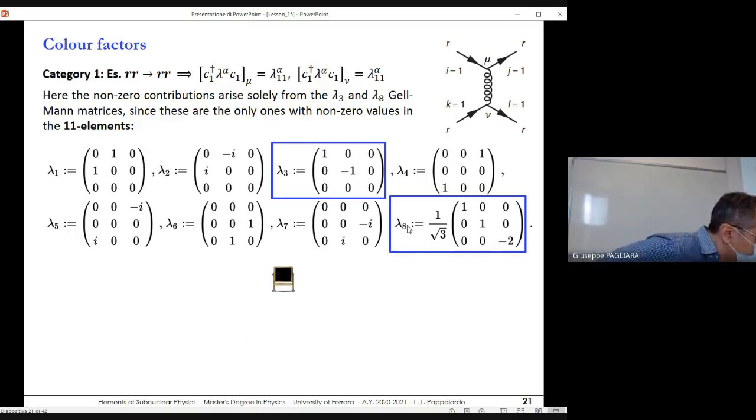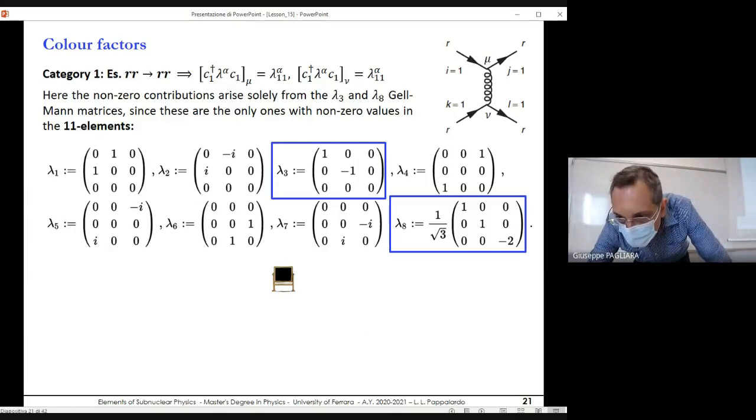So let's see how. Now I have to switch here. Okay, I'm going to the blackboard. So let me first write down the lambda 3 and lambda 8. So lambda 3 is 1, 0, 0, 0, minus 1, 0, and 0, 0, 0. And the lambda 8 is 1 over square root of 3 times 1, 0, 0, 0, 1, 0, 0, 0, minus 2. Okay. So let's calculate our color factor.